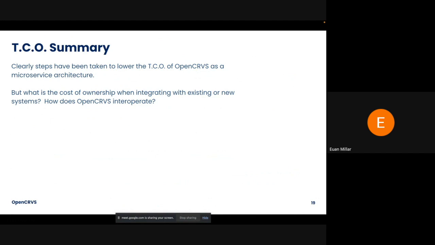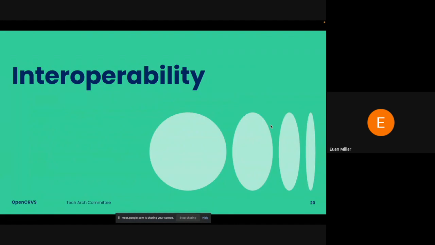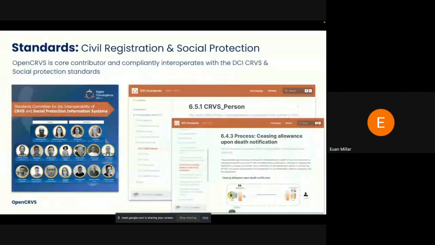But what is the cost of ownership when you're integrating with existing or new systems? How does OpenCRVS interoperate? OpenCRVS exists within an ecosystem of eGov services, such as social protection systems, and perhaps even legacy or existing civil registration systems in other countries. But just to give you an idea of what steps we've taken in terms of civil registration and social protection standards. Well, OpenCRVS is a core contributor and compliantly interoperates with the Digital Convergence Initiative, CRVS, and Social Protection Standards Organization. So you can see the types of people and organizations who are involved in this on the left. And we have contributed to the standards of what a civil registration person should be, what a place should be, the names, and many other data points.